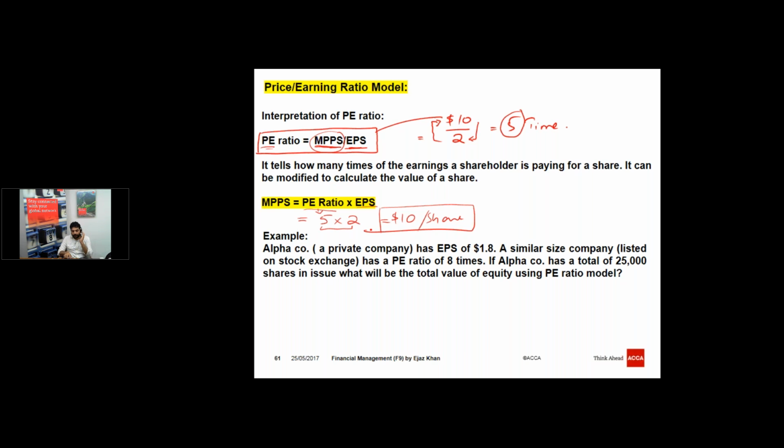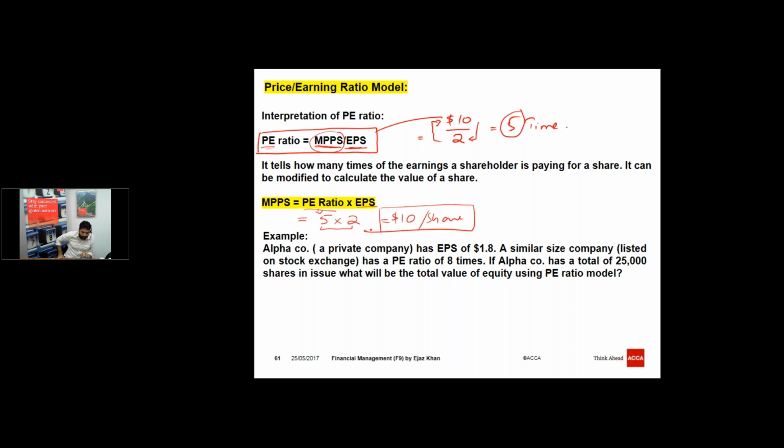So it's very simple. If you take the total earnings of the company, the profit attributable to ordinary shareholders, we call profit after tax. So if you take profit after tax and after preference dividend, and we multiply it with the price earning ratio, we'll get the total value of the company. But if we multiply it with the earning per share, we'll get the price per share. So remember, like with like comparison. If you multiply the EPS with the price earning ratio, you'll get the price per share. If you multiply with the total earnings of the company, you'll get the total value of the company.